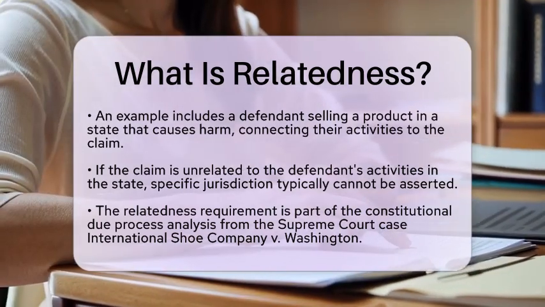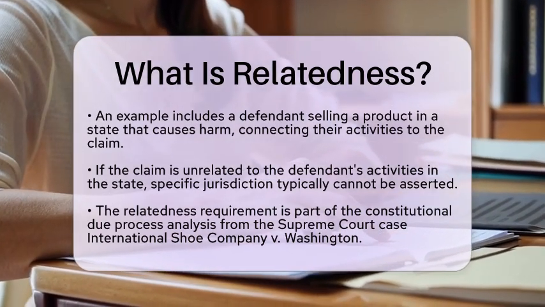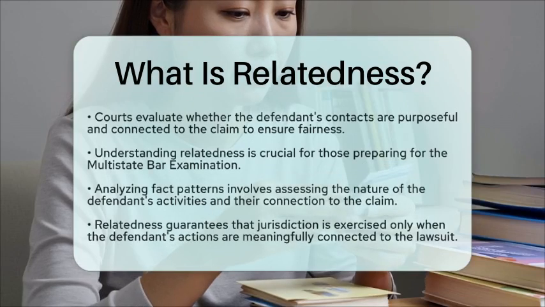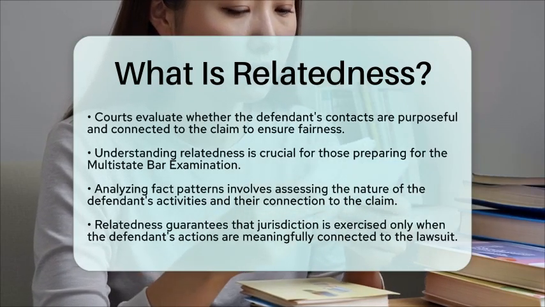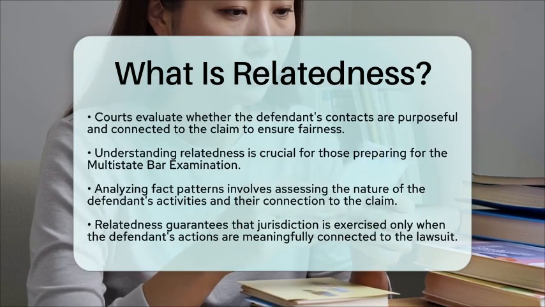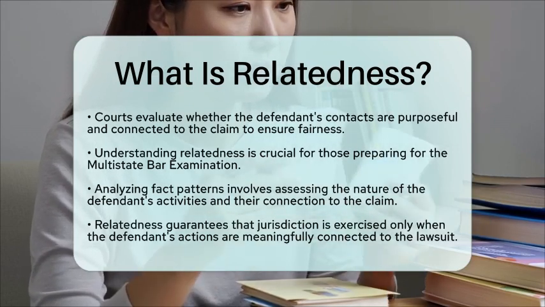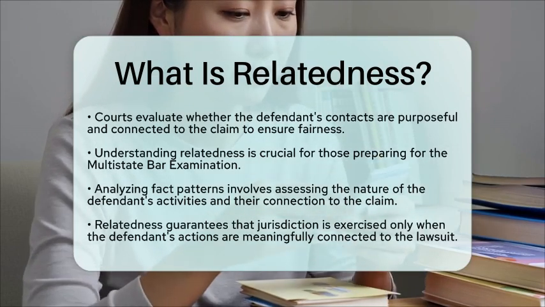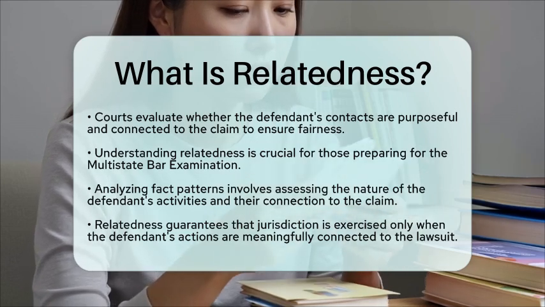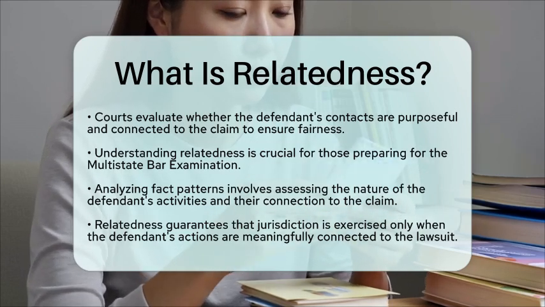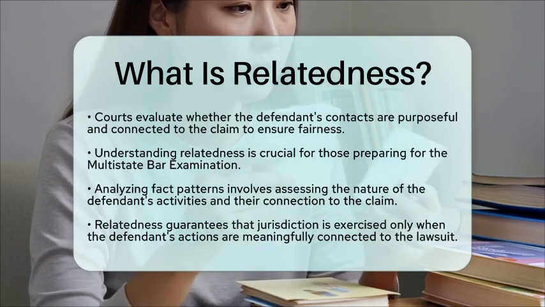For those preparing for the Multistate Bar Examination, understanding relatedness is vital. When you encounter a fact pattern, you need to determine if the defendant's contacts with the state are sufficiently tied to the claim. This involves looking closely at the nature of the defendant's activities and assessing whether they gave rise to the plaintiff's cause of action.